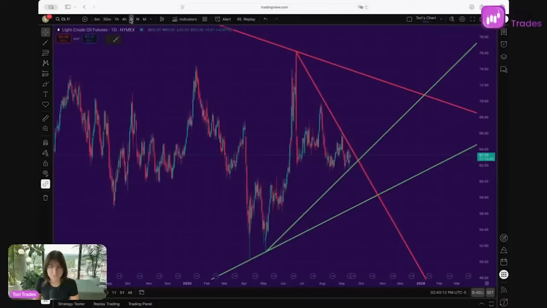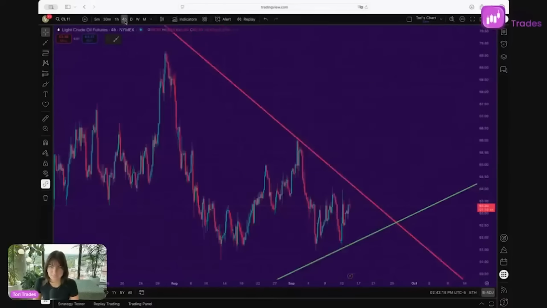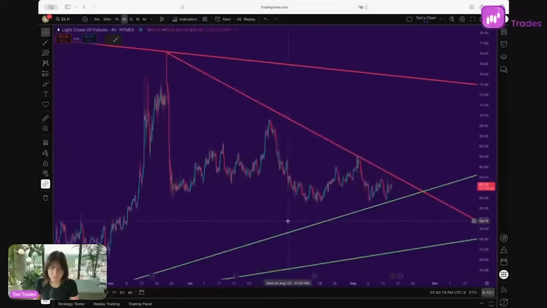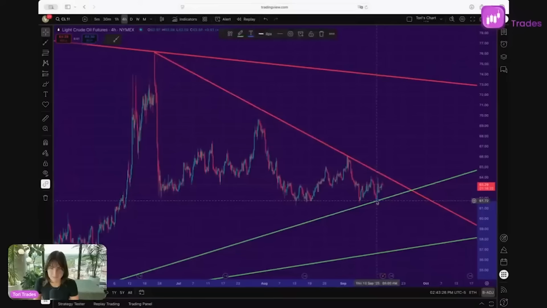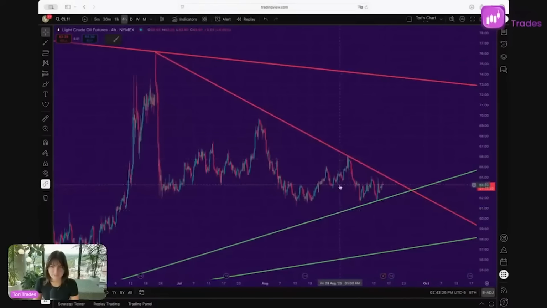Now daily to 4 hour. We're going to 4 hour next. Now we're in the 4 hour time frame. Remember, as you zoom in closer, our lines will look a little bit off because we're starting to get more and more precise. So we'll need to adjust them slightly. Slightly adjust that one, and this one looks perfect.